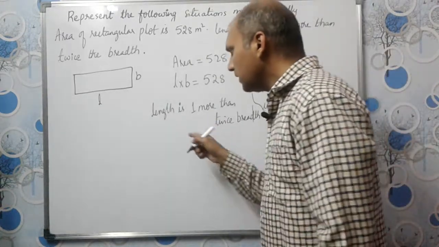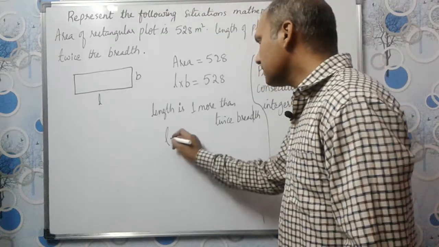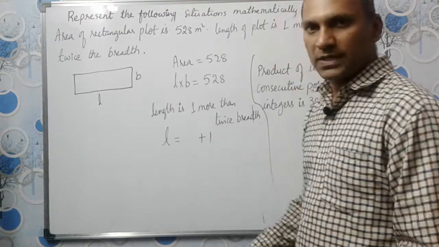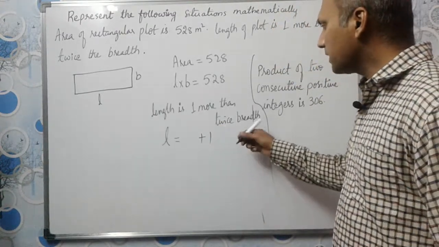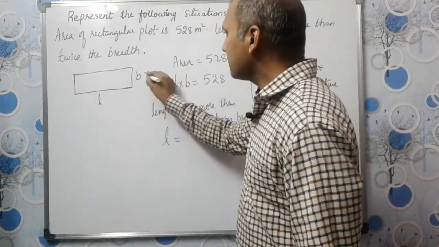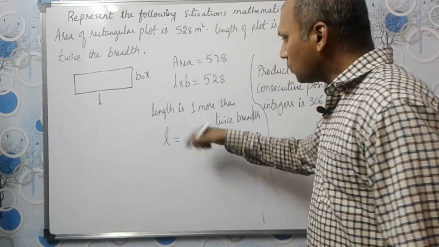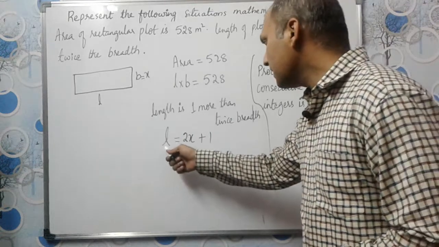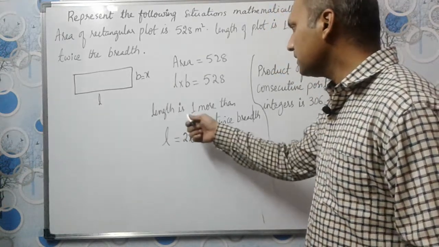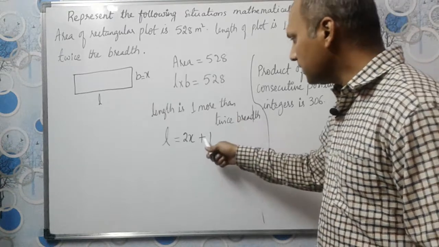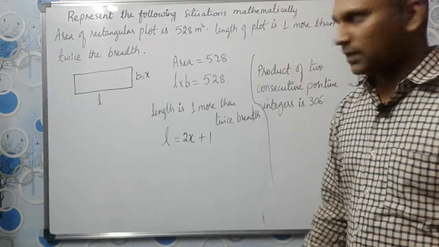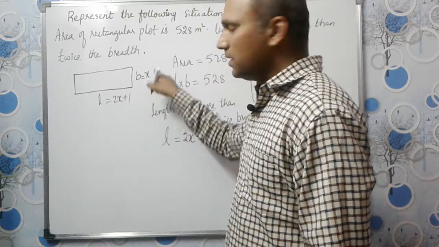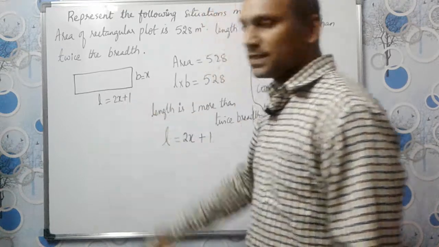So how can we write an equation from this? See, length is, so L is equal to 1 more. 1 more means plus 1, right? 1 more, then twice the breadth. If you take breadth as x, twice the breadth will be 2 times of x, double, right? So how much is length now? Length is 2x plus 1. See, length is 1 more than twice the breadth. So length is equal to how much? 2x plus 1. And what is breadth? x. So if breadth is x, length will be 2x plus 1.